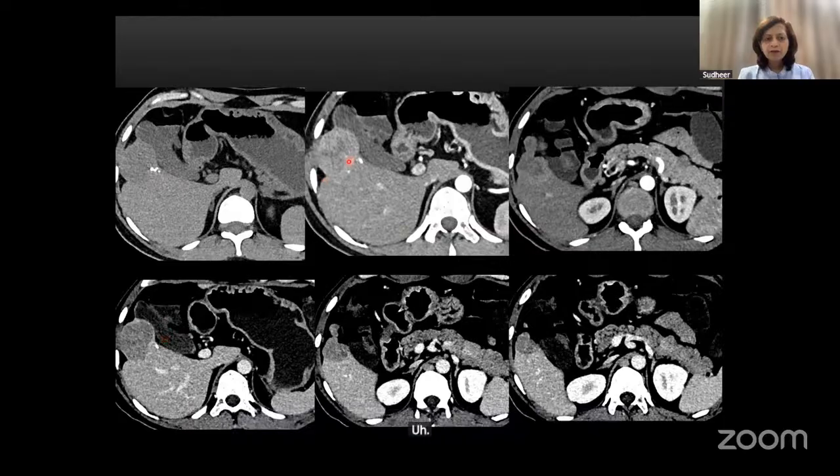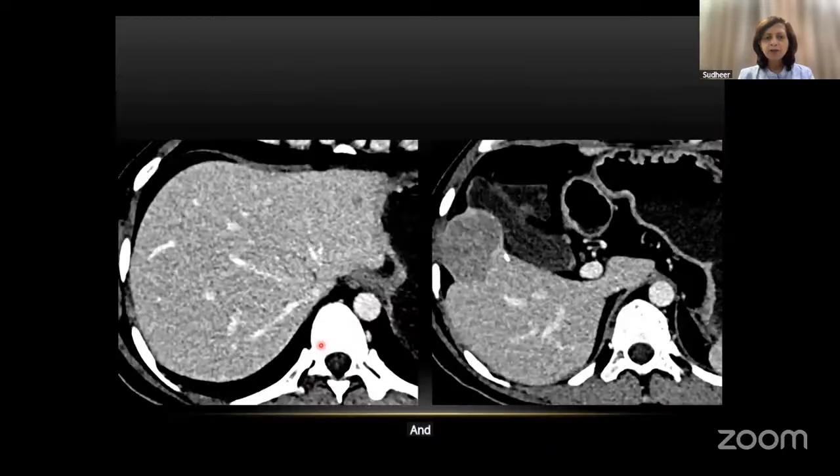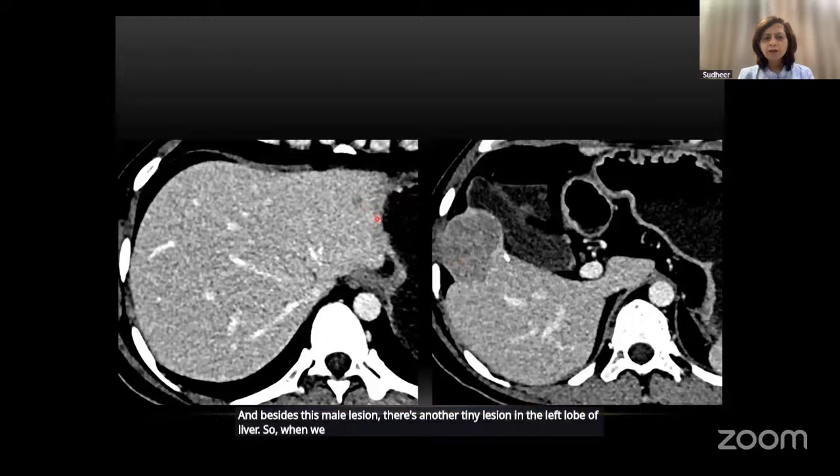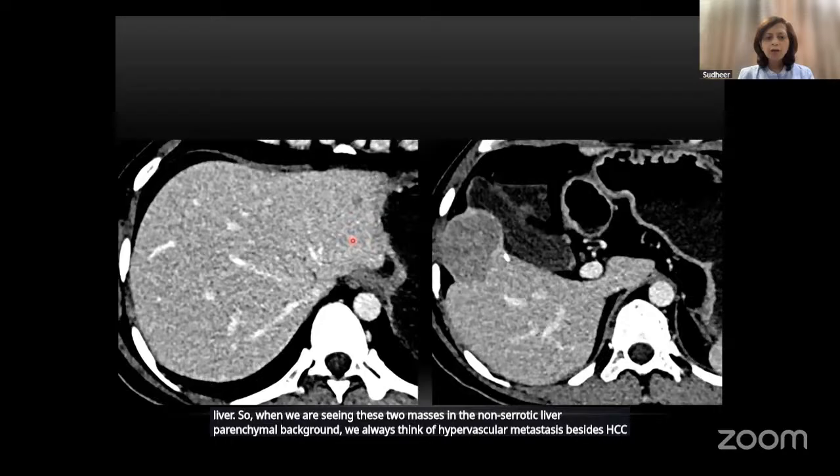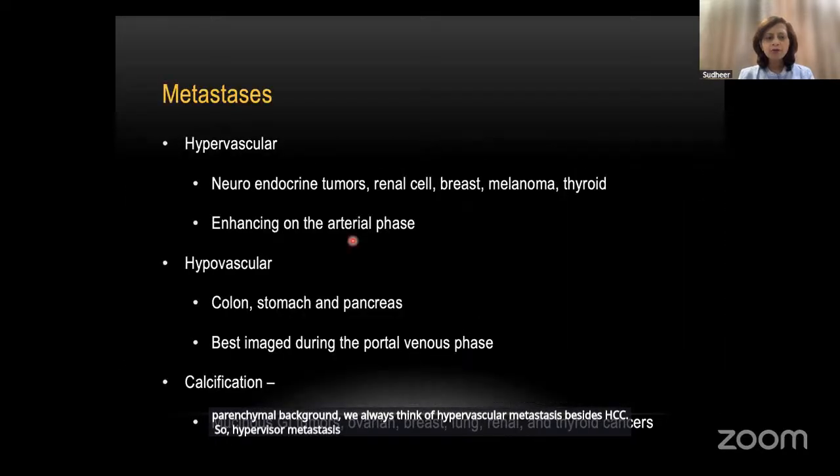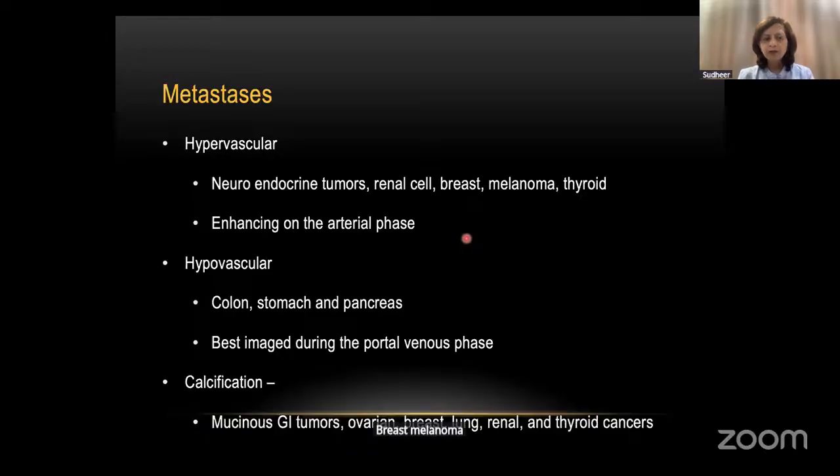It is showing washout type of kinetics. There is rapid arterial phase enhancement with washout. And besides this main lesion, there is another tiny lesion in the left lobe of liver. So when we are seeing these two masses in a non-cirrhotic liver parenchymal background, we always think of hypervascular metastasis besides HCC. Hypervascular metastasis, we know, can come from NET, renal cell, breast, melanoma, and thyroid.